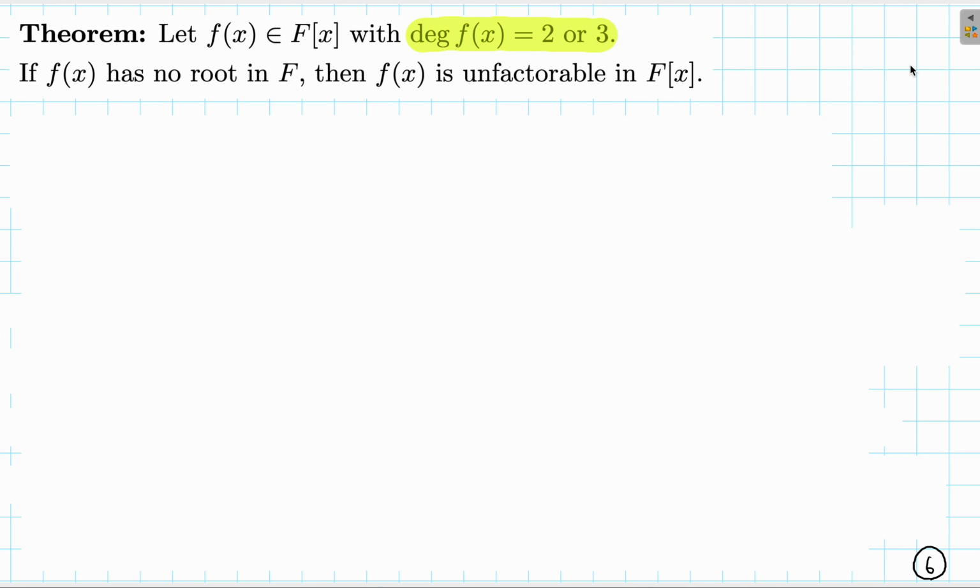And here is part B of the theorem. Let f of x be a polynomial whose degree is 2 or 3. And we claim that if f of x has no root in the field F, then it is unfactorable in the polynomial ring. We will give an outline of the proof, and for the complete proof, please take a look at chapter 30 in the textbook.